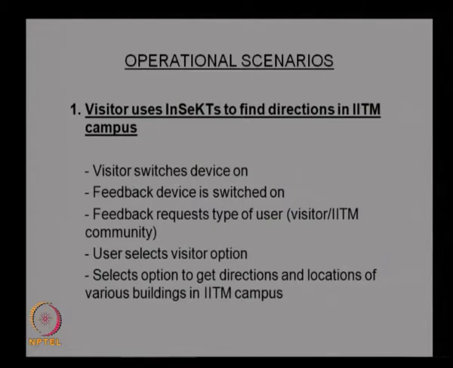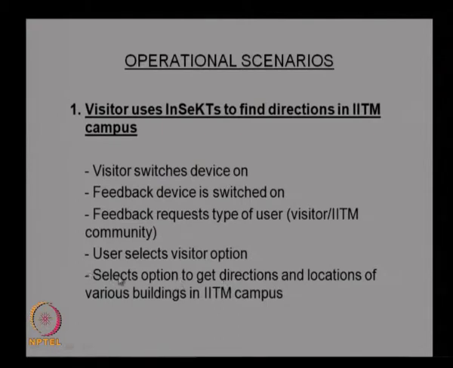And then the feedback requests the type of user, that is, the system will be asking for feedback requesting the type of user, whether he is an inside person or a visitor from outside. So, that information is to be provided, and depending on that the user selects an option, and then the options will be provided in the system for the user to select what actually the requirement is.